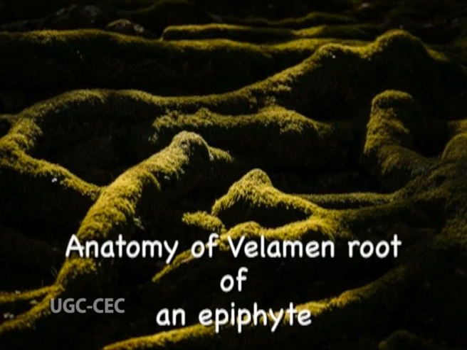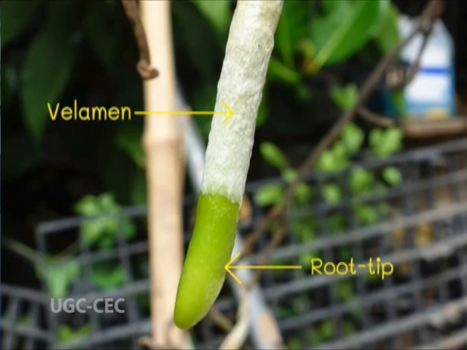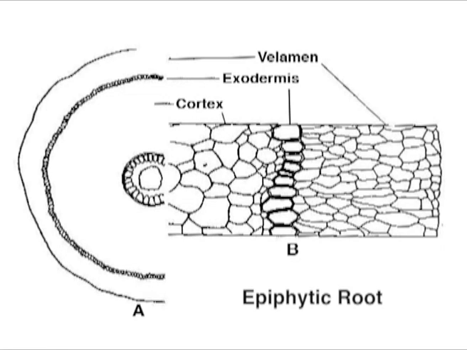Anatomy of velamen root of an epiphyte. Orchidaceae and Araceae families are special families of monocotyledons, as they include many epiphytes of tropical forests. The epiphytes possess short roots which hang freely in the air and absorb the moisture or rainwater from the air. This function is made possible by the special multi-layered epidermis called velamen. The velamen is derived by repeated periclinal divisions of the protoderm.